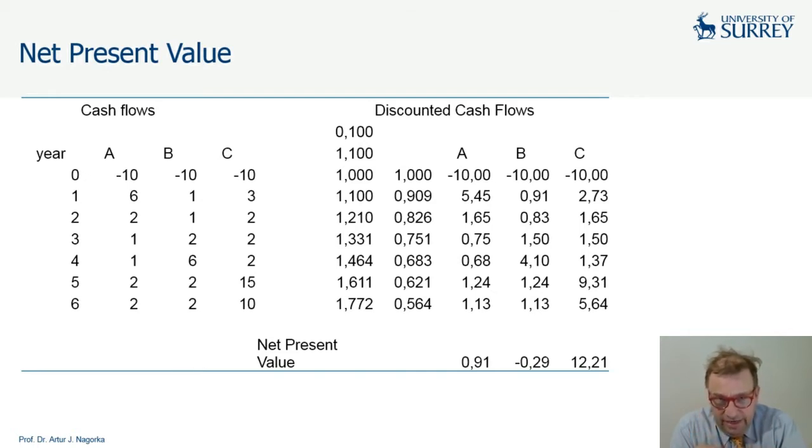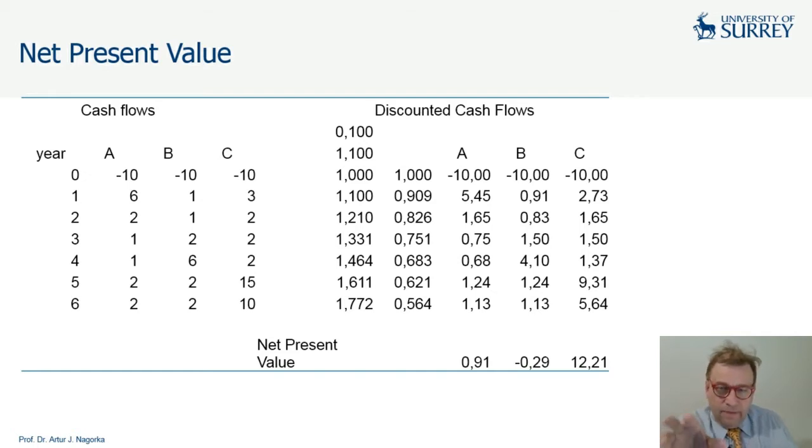When you compare project A discounted year 2 and year 6, in both cases this is 2, but discounted is far less. Very interesting would be to see what happens in project C when we have this 15, which is discounted by 0.621, and it comes to the value of only 9. This 15 in year 5 is now worth 9.31. And this 10 in year 6, discounted by 0.564, goes to 5.64.